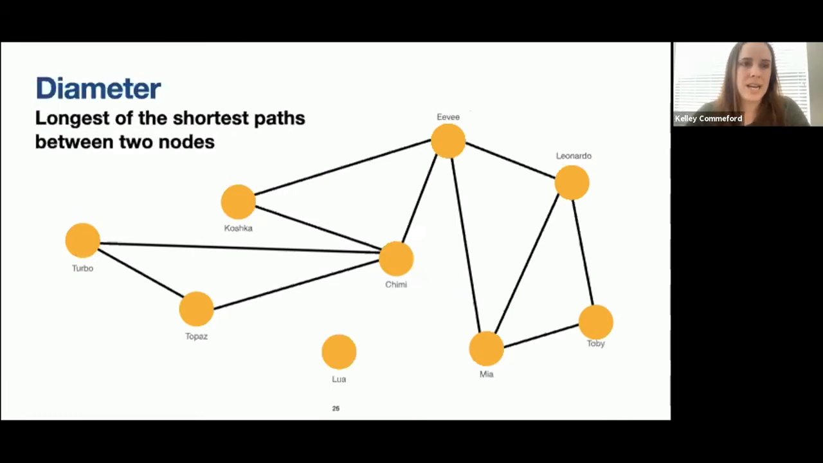Our next one is diameter, which is the longest of the shortest paths between nodes. When you read that, it doesn't really make sense, so let's illustrate it a little bit. To get from Turbo to Toby, we can take the red path, which is 6 edges long. But that isn't the shortest path. The shortest path between those two cats is this blue one, which is only 4 edges long. So we find the shortest path between any two nodes in the network, and the longest one of those is the diameter. So our diameter in this case would be 4.